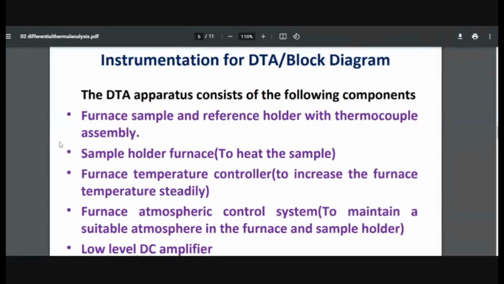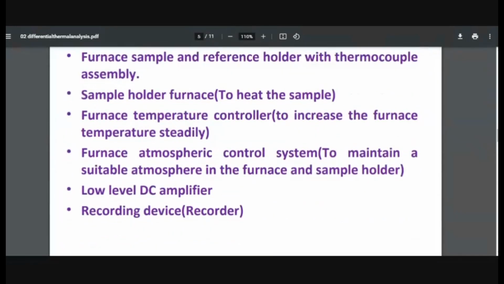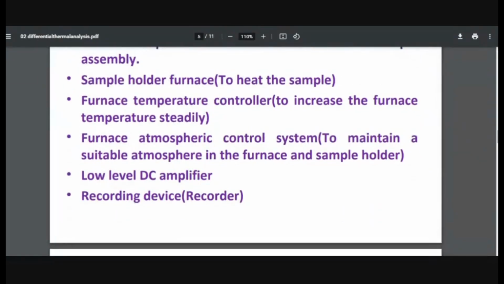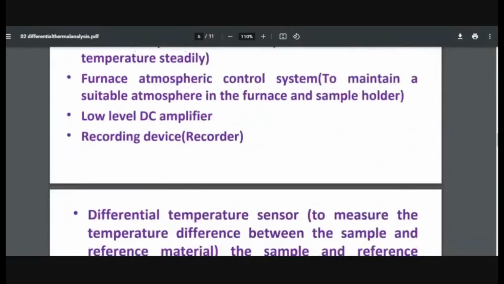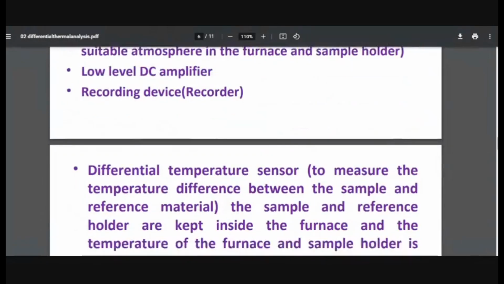Then comes the sample holder furnace. Obviously, it is for heating the sample. Then the furnace temperature controller. It is used for increasing the furnace temperature steadily, with a constant rate. Then comes the furnace atmosphere control system, to maintain a suitable atmosphere in the furnace and sample holder. Then comes a low level DC amplifier, direct current amplifier. Then comes a recorder device. This amplifier is to amplify the signal of the temperature.